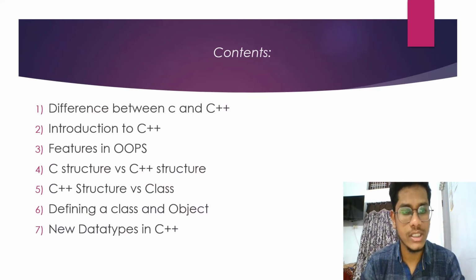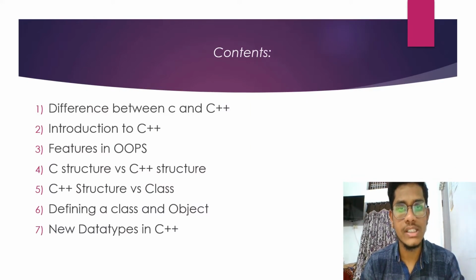Contents. First, I'll be discussing the difference between C and C++, and then the introduction to C++, and the features in OOPS, and C structure versus C++ structure, what is the difference between them, and then C++ structure versus class, what are the main differences and similarities between them, and how to define a class and object. For this sixth question I will be using Dev C++ with the help of a simple example. Okay, and what are the new data types present in C++ when compared to C? So let's move on to the first question.